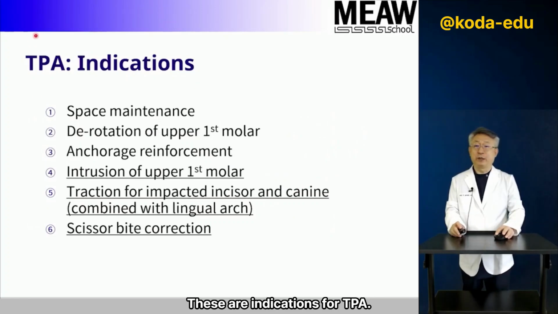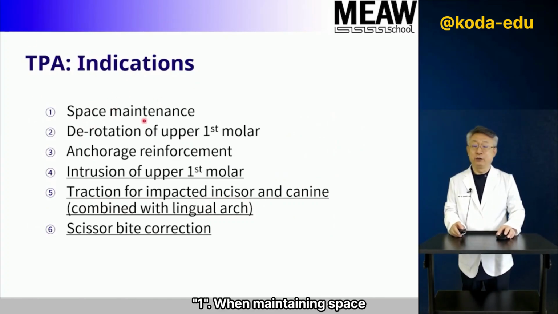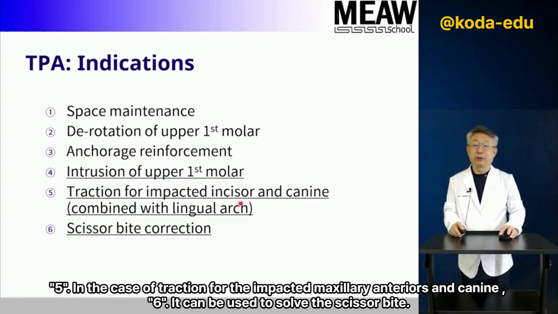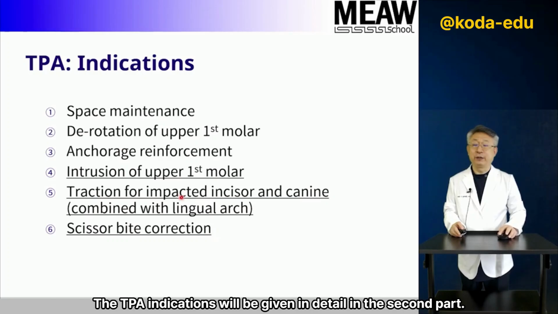These are indications for TPA. 1. When maintaining space. 2. In the case of derotation of the maxillary first molar. 3. In the case of reinforcing anchorage. 4. When intruding the maxillary first molar is necessary. 5. In the case of traction for the impacted maxillary anteriors and canine. 6. It can be used to solve the scissor bite. The TPA indications will be given in detail in the second part.